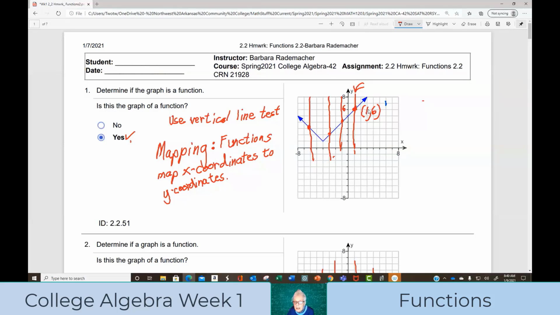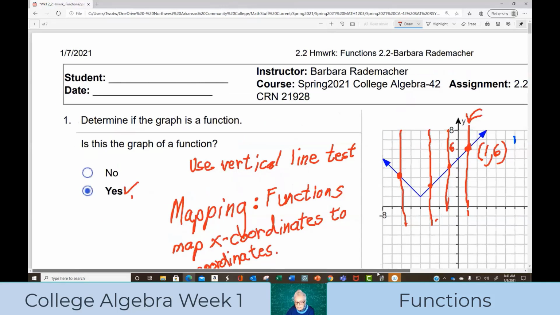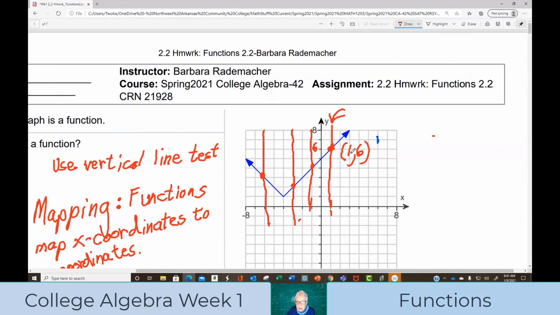Okay, so over here, the number 1 on the x-axis is being mapped to the number 6. Let me make this much bigger. One is being mapped to 6. And where the mapping occurs is right here at this point, (1, 6). Over here, 1, 2, -1, -2, -3, -4, -5. This is -6 on the x-axis. 1, 2, 3. This is 3 on the y-axis.